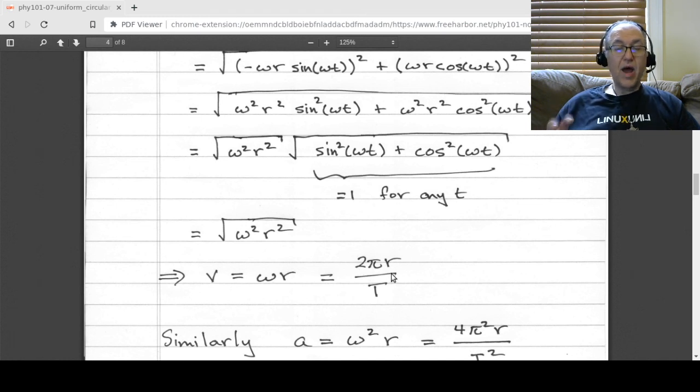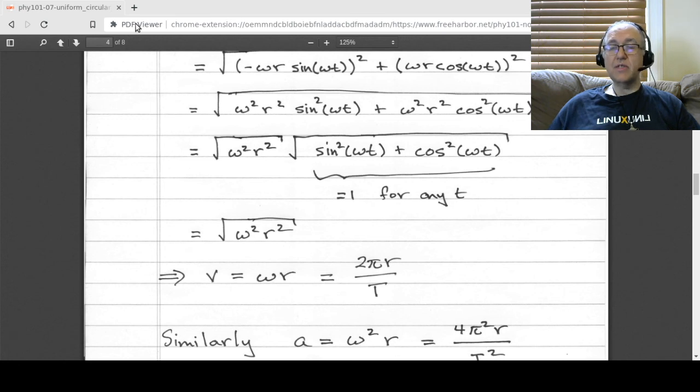Now if you travel the distance 2 pi r in a time capital T, you're traveling at distance divided by time, 2 pi r divided by capital T. There's your velocity. We could even have guessed that, but we actually got at it rigorously using our calculus. Now, that's the velocity in terms of r and T.